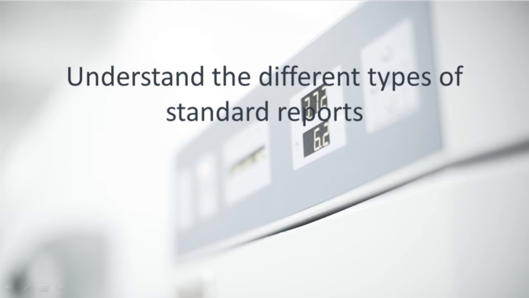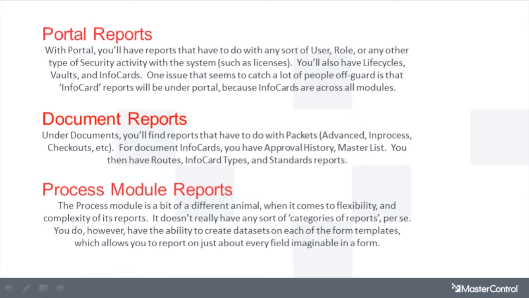Okay, so to start off here, we've got the different types of standard reports. Not much detail here, just basically an overview about the different types of modules. So in Portal, you've got reports that have to do with any type of user role or any type of security activity within the system, such as licenses. So if there's a license usage report, you can use that. You also have life cycles, vaults, and info cards.